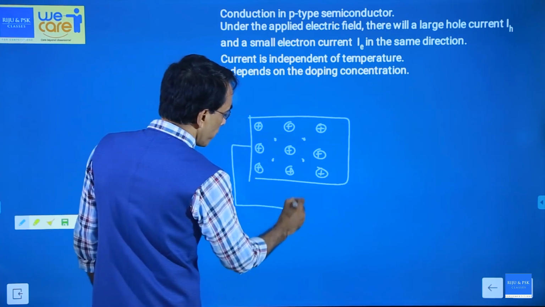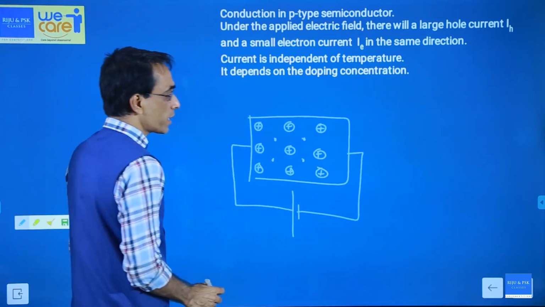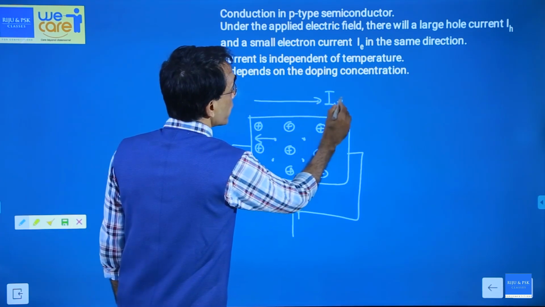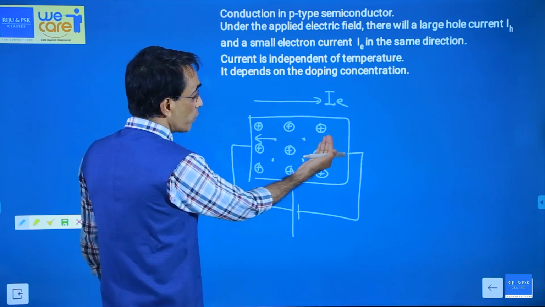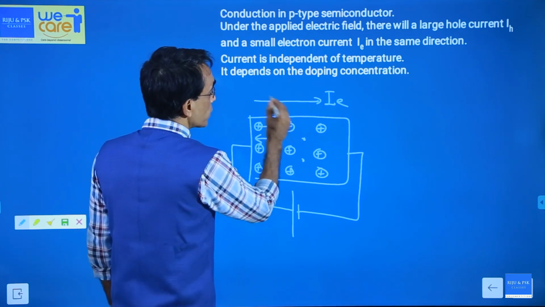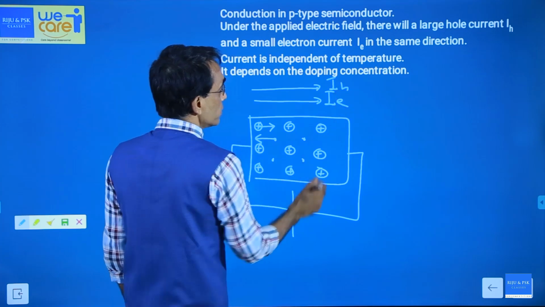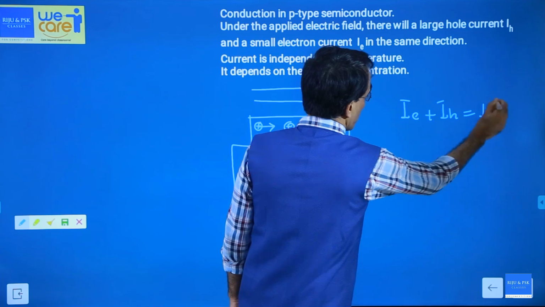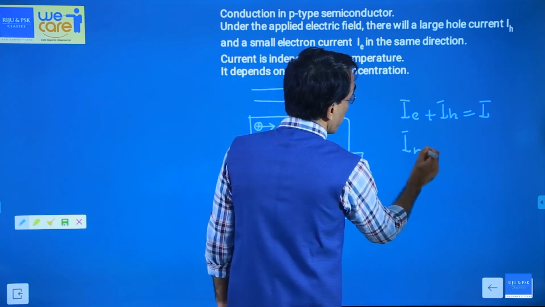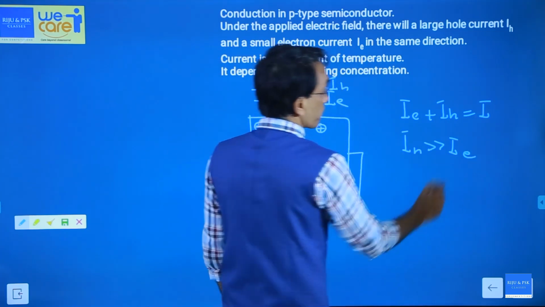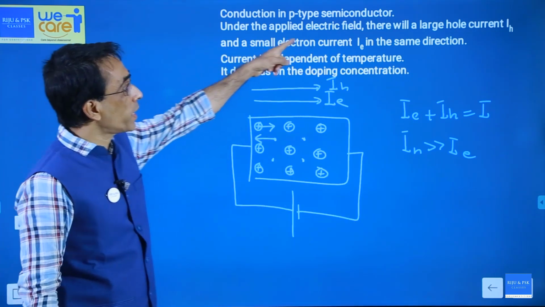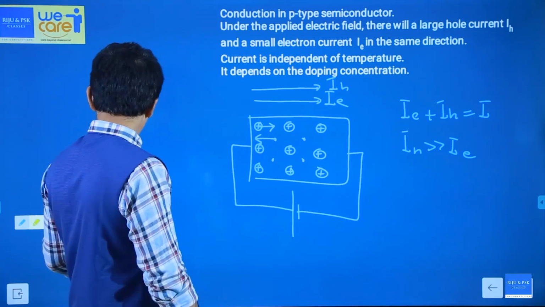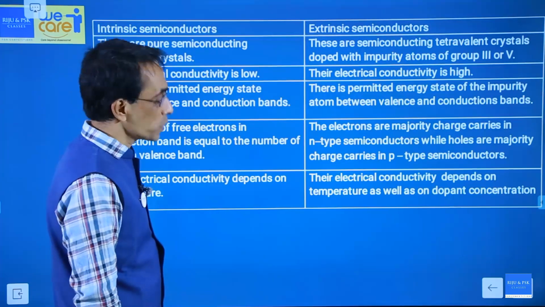So when you connect this to a battery, you give an external electric field, then electrons will move in this direction, producing electron current to the right side. Due to the shifting of electrons in this direction, these holes will also move to the right side, that will produce hole current. And we can see that Ie plus Ih will be equal to the total current, but the hole current will be much greater than the electron current. That's the point. Under the applied electric field, there will be a large hole current and a small electron current. That's it. So, very similar. I said this can be studied once you study that one.